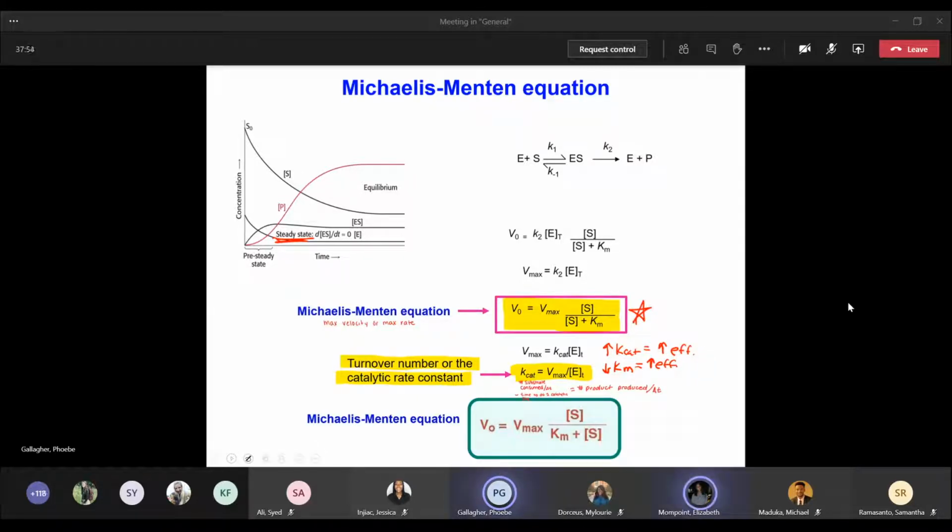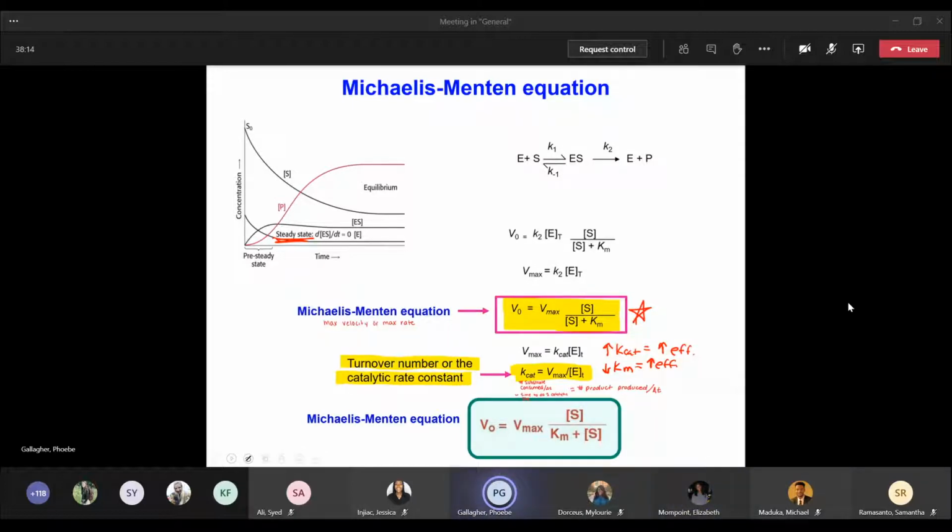Hey, Phoebe. Yeah. For a steady state, basically does that just mean that the enzyme-substrate complex, that's just showing that the graph is showing that it's steady over time because the enzyme favors the substrate?